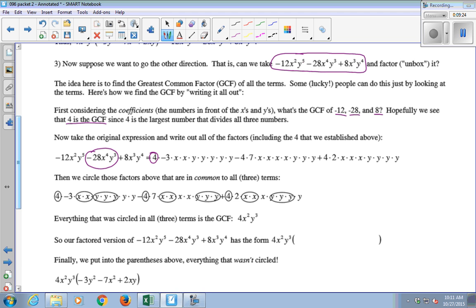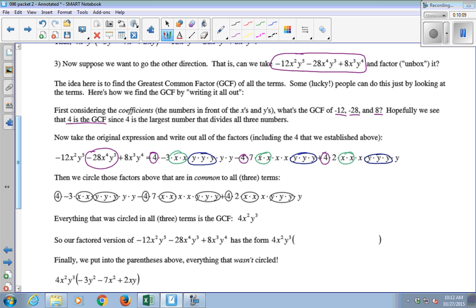All 3 terms have a 4, right? And I kind of did that on purpose. All 3 terms have some x's. All 3 terms have at least how many x's? 2. So I'm going to circle 2 x's from every term. 2 x's, 2 x's. Good. And then all 3 terms have at least how many y's? 3. Yeah. So I circle 3 y's from every term. So we circle all the common factors. I circled the 4s, 2 x's, and 3 y's.